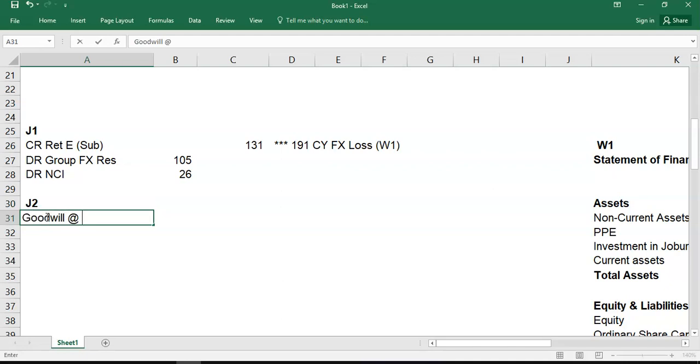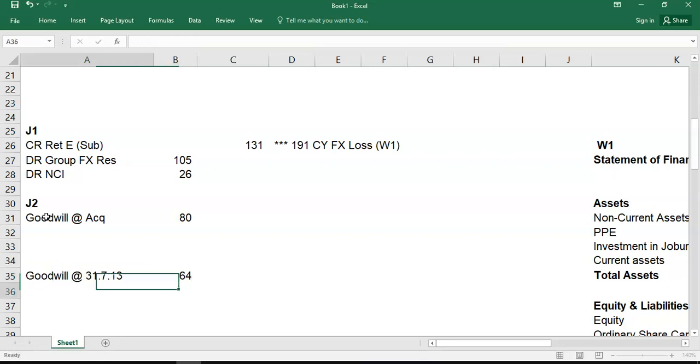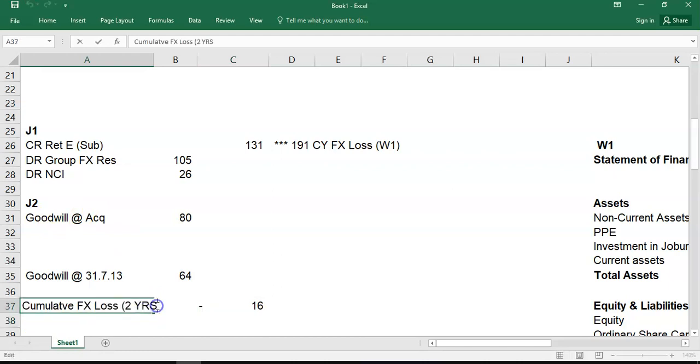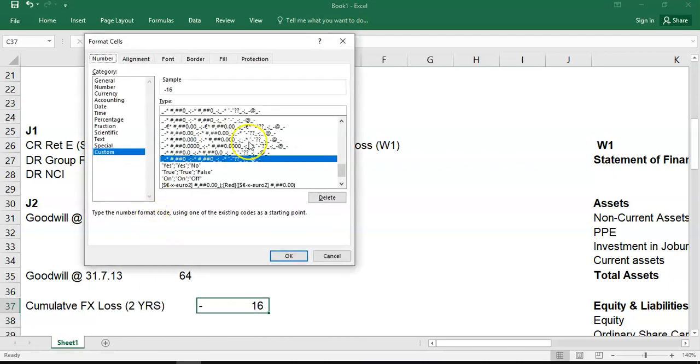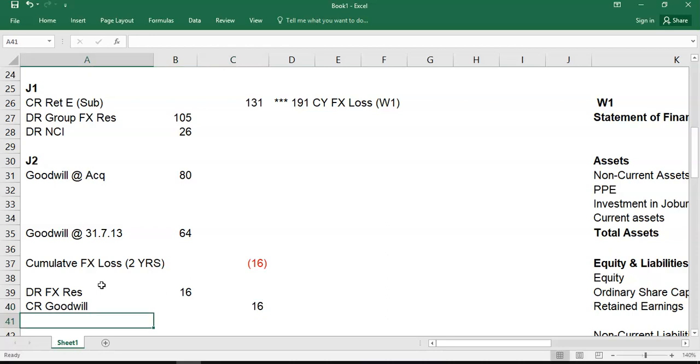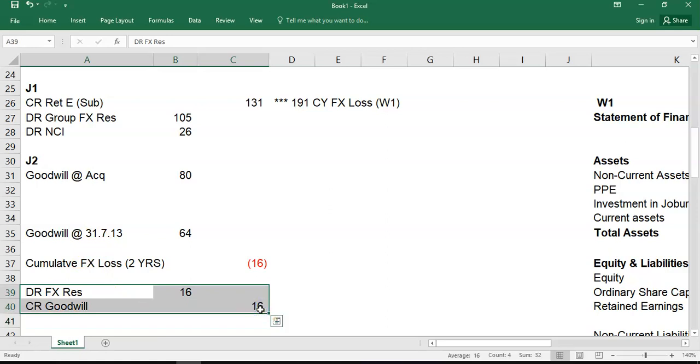So goodwill at acquisition, 80. Goodwill at 31st of the 7th of 13, we said was 64. So the cumulative FX loss, that's important, over 2 years is minus 16. So you have a 16 loss. I would put that as a nice tidy one. So the debit and credit there is to debit FX reserve, 16, credit goodwill, 16. That's the entry, because remember the NCI gets no hit of this because there's no goodwill attached to the NCI.